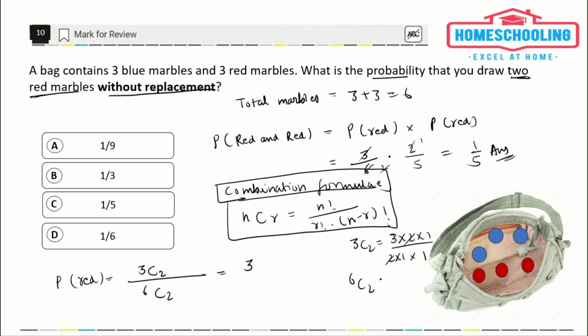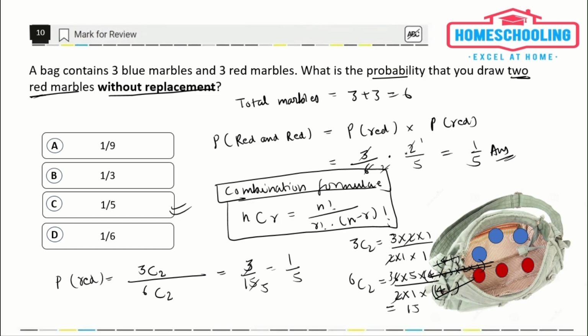Now 6C2. This would be 6 factorial, which can be written as 6 into 5 into 4 into 3 into 2 into 1, or also as 6 into 5 into 4 factorial, divided by r factorial, that is 2 factorial, which is 2 into 1, multiplied by (n minus r) factorial. That is 6 minus 2 factorial, which is 4 factorial. So 4 into 3 into 2 into 1 is 4 factorial, and these get cancelled. Now 3 times 5 is going to be 15. So 3 divided by 15, that is 1 divided by 5. So your answer would be option C, 1 divided by 5.